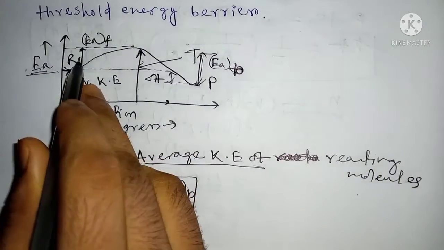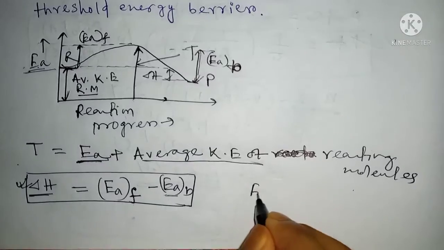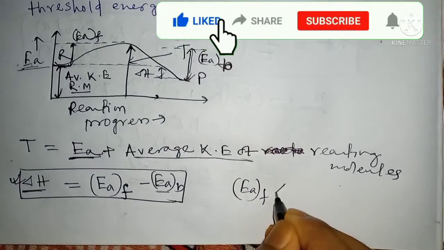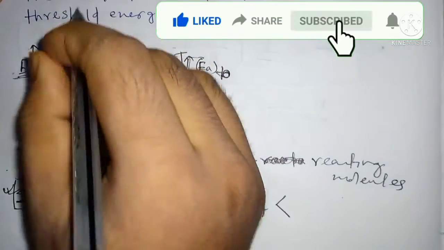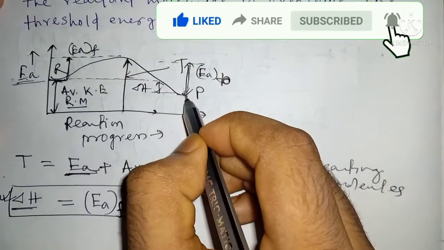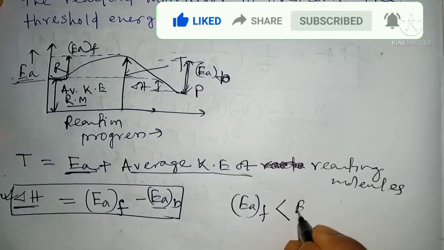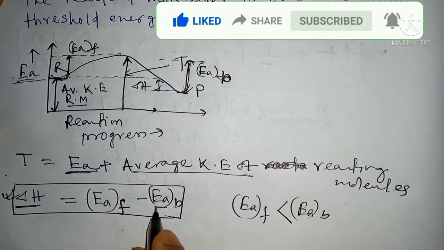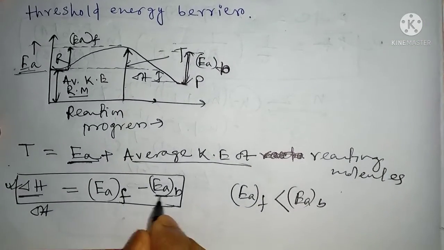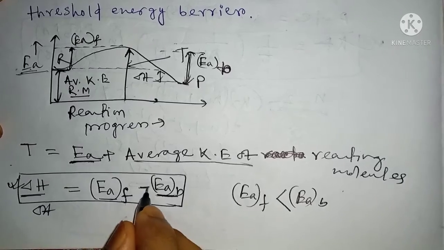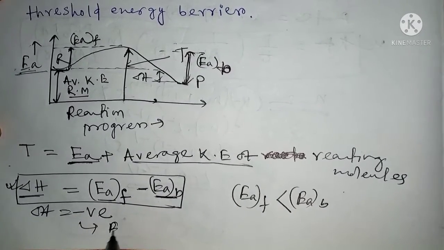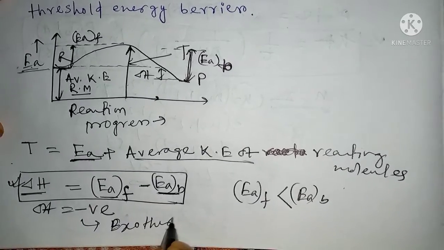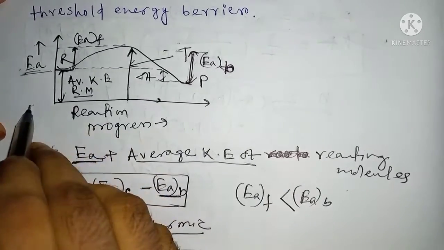Now in this case, the forward reaction activation energy is less than the backward reaction activation energy, because this activation energy is a small gap and this activation energy is much more. So this is negative. So delta H, this is more and this is less, so overall it is negative. We know delta H negative means the reaction is an exothermic process. So this graph is exothermic.